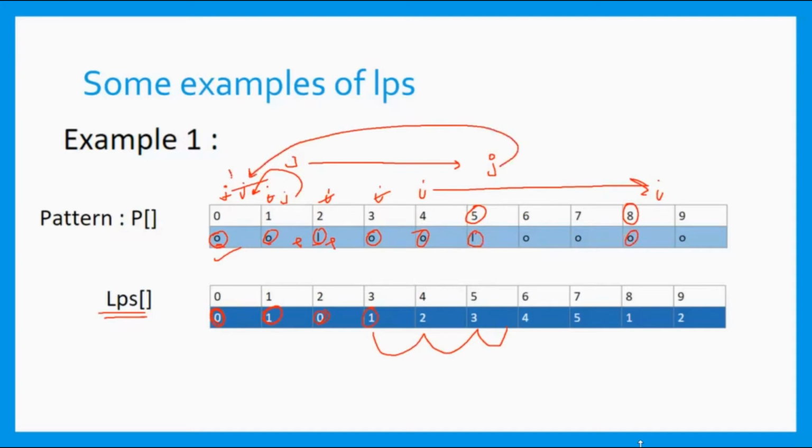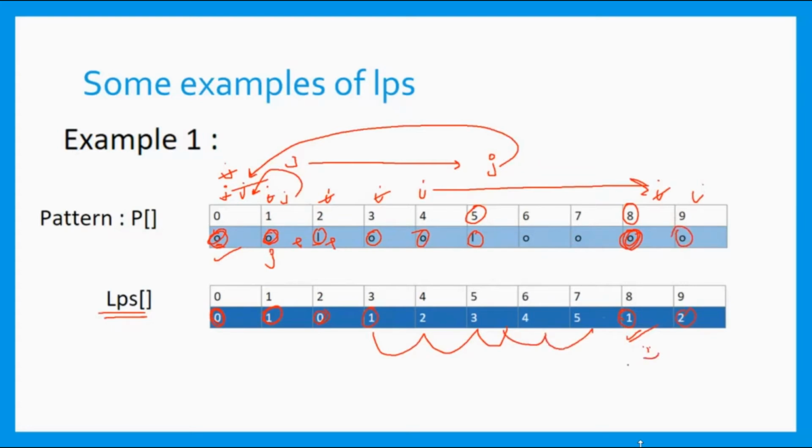We compare them again, we see there's a match. So here j plus 1 goes in our LPS array. We again compare I and j by increasing I by 1. We see they match. J plus 1 goes in the LPS array. So now we got our LPS array.